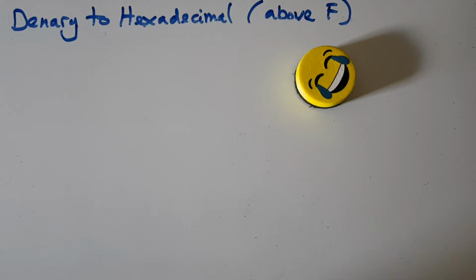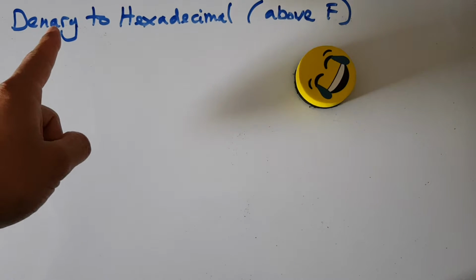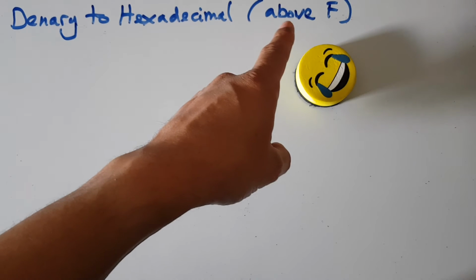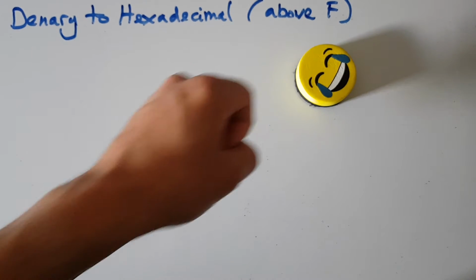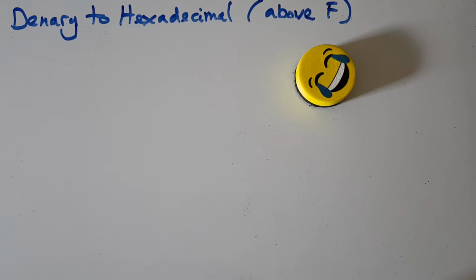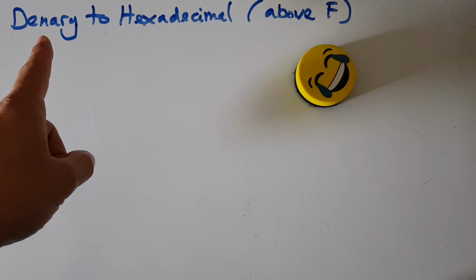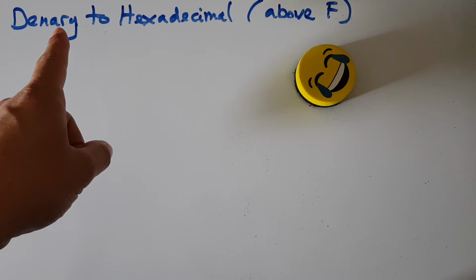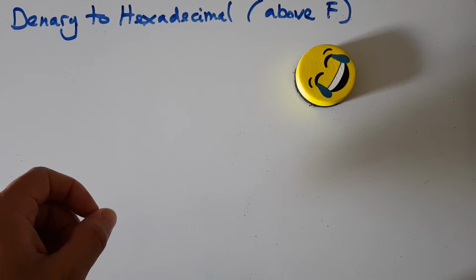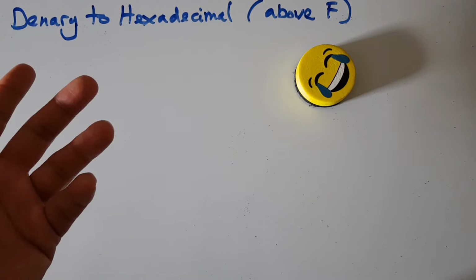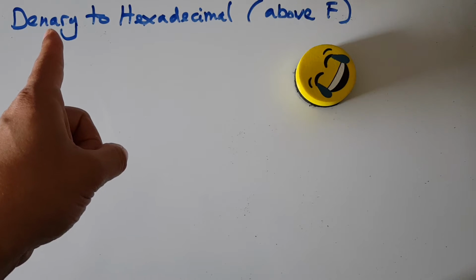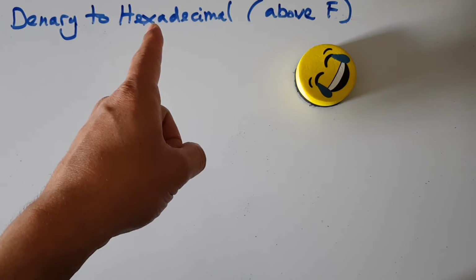This video is about converting between denary and hexadecimal for hexadecimal numbers that are above F. In the previous video we counted up to F in hexadecimal, which is 0, 1, 2, 3, 4, 5, 6, 7, 8, 9, A, B, C, D, E, F, where F is the same as 15 in denary. But what happens if you want to go higher than 15? What happens if you want to go to 16? So how do I convert 16 denary to hexadecimal, or any other number?